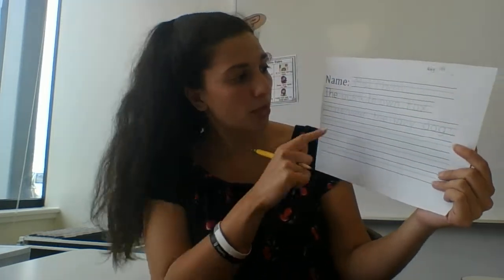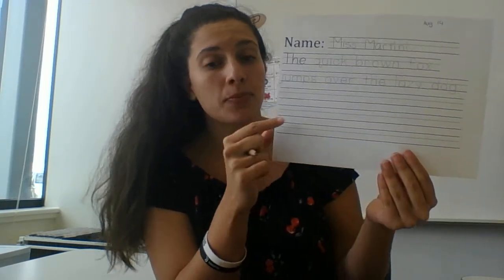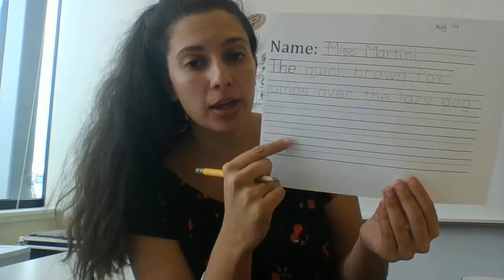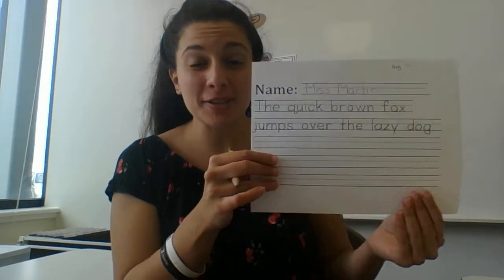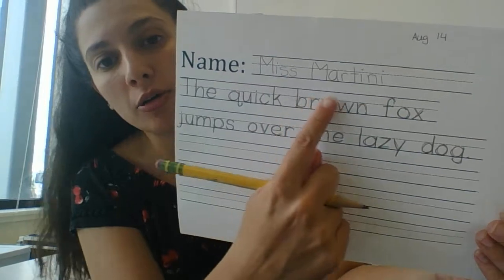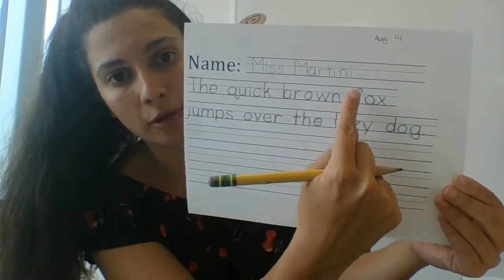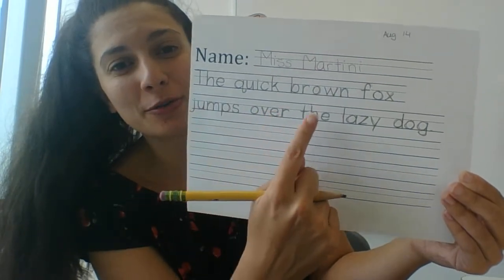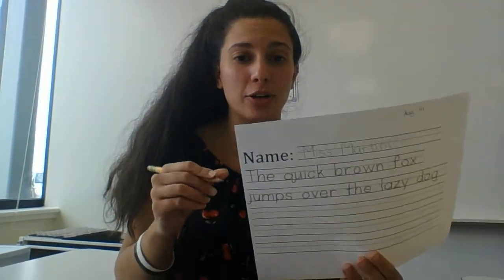Once you do the entire sentence, the whole thing, I'm going to write it all out and then I'll be right back. Alright guys, I'm back. I just wrote out the whole sentence. Again, it's the quick brown fox jumps over the lazy dog. I traced over those lines as carefully as I could.